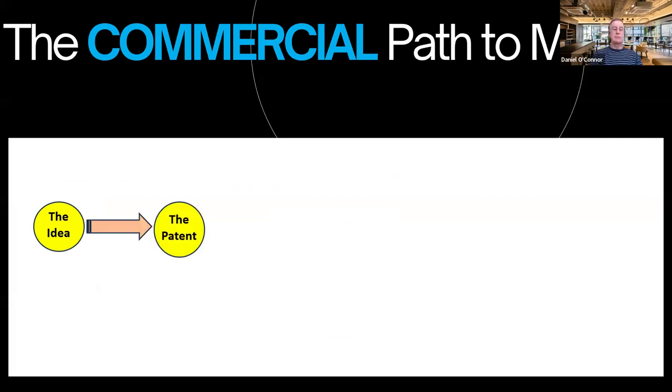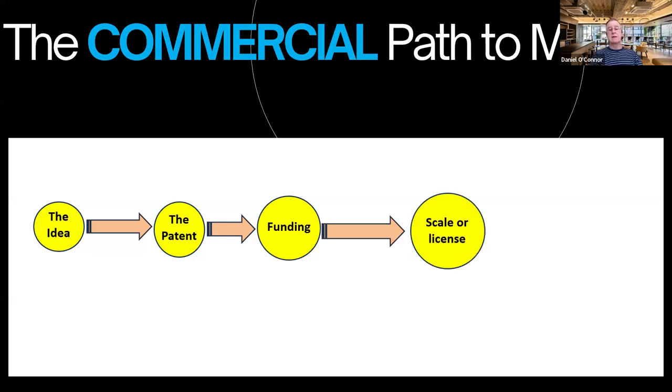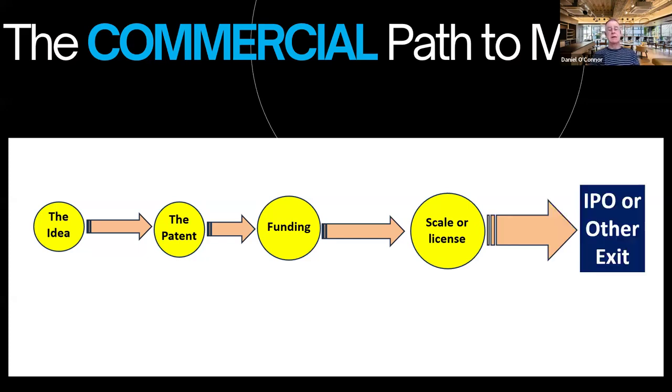And most people then move to get a patent. And then once they've got a patent, they look at funding for the patent. Once they've got their funding, they then want to scale or license their project. And after that, they want to go all the way to an exit, which would be an IPO, which is initial public offering or a public listing or something like that.